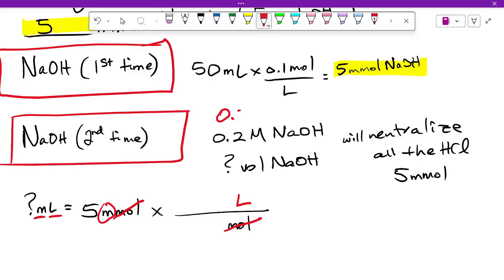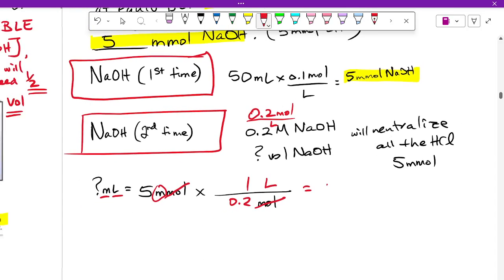What is 0.2? Moles per liter. So there's 1 liter for every 0.2 moles. So 5 divided by 0.2, you can do that, and you get 25 milliliters, which is half the volume.